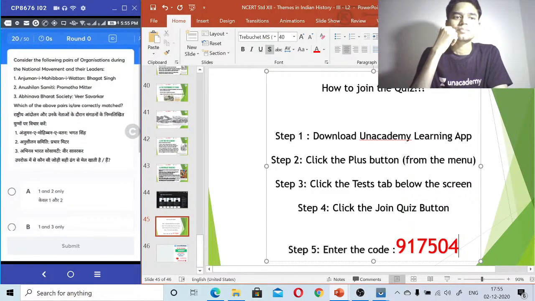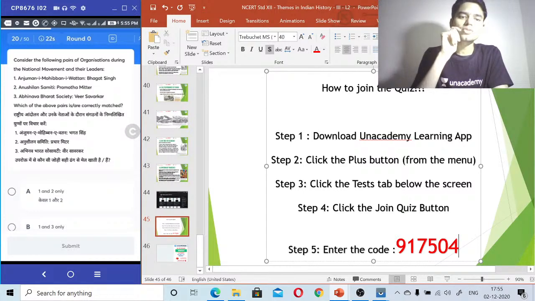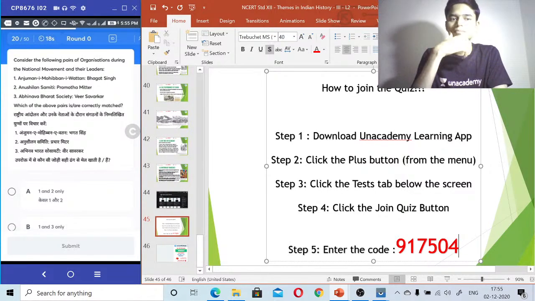Question number 20. Consider the following pairs of organizations during the national movement and their leaders. Anjuman-i Mahiban-i Watan, Bhagat Singh. Anushilan Samiti, Pramodta Mittal. Abhinava Bharat Society, Veer Savarkar. Choose the correctly matched pair. Anjuman-i Mahiban-i Watan, Bhagat Singh. Anushilan Samiti, Pramodta Mittal. Abhinava Bharat, Veer Savarkar.